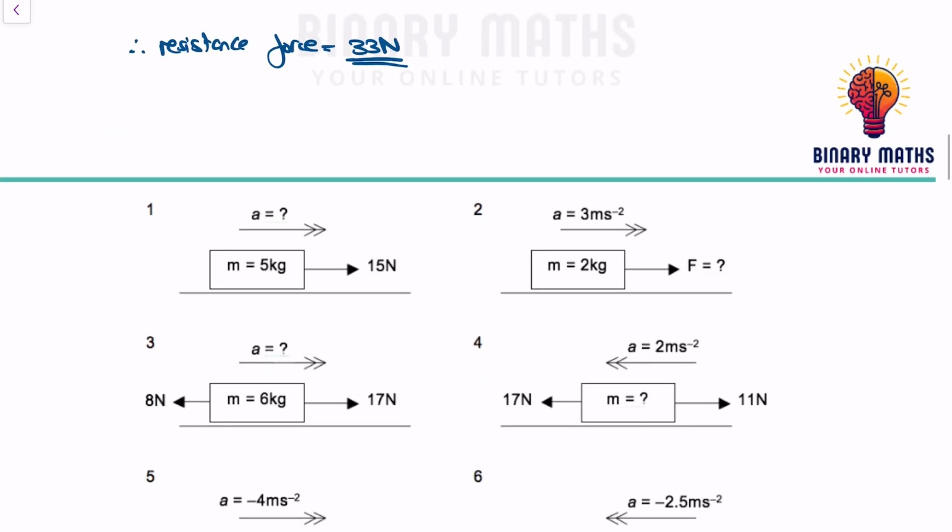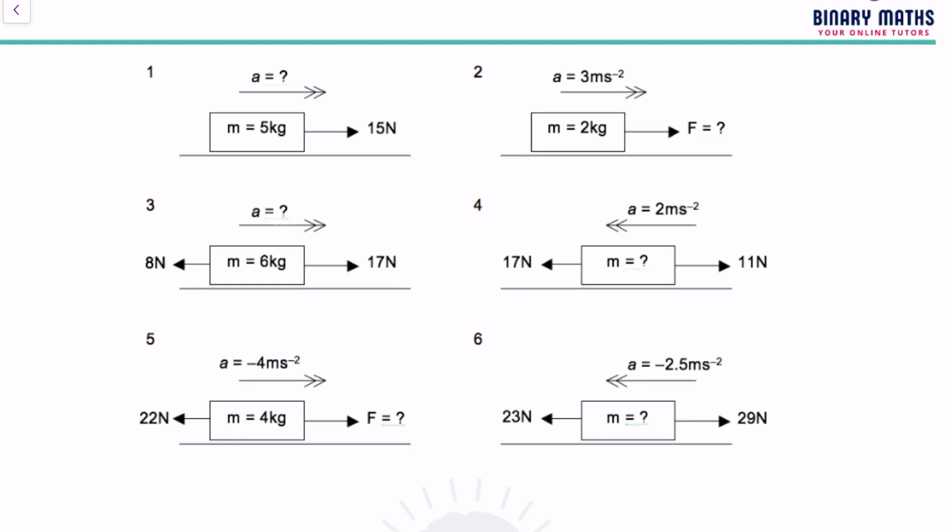Okay, next question. You have to find the missing values. So here, let's do one here. So F is equal to mass times acceleration, which means 15 is equal to mass, which is 5, times acceleration, which means acceleration is 15 divided by 5, which is 3 meters per second squared. For this one, F is equal to, again, mass times acceleration. It's traveling to the right, so F must be equal to 2 times 3, which means F is equal to 6 newtons, because it's a force.